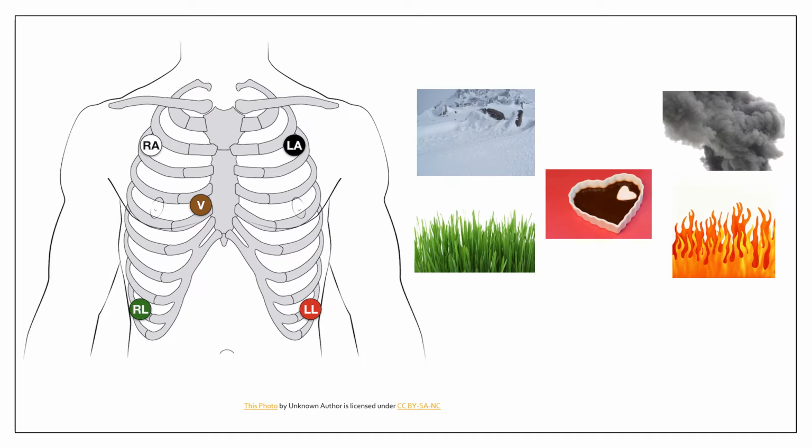These images represent what the monitor does with electrical signals. If the electrical impulse is going towards the lead, we're going to have an upward waveform, or if it's going away from the lead, we have a downward waveform. Sideways to the lead, it's flat or isoelectric. So this is why proper electrode placement ensures the heart's electrical activity is being viewed properly.